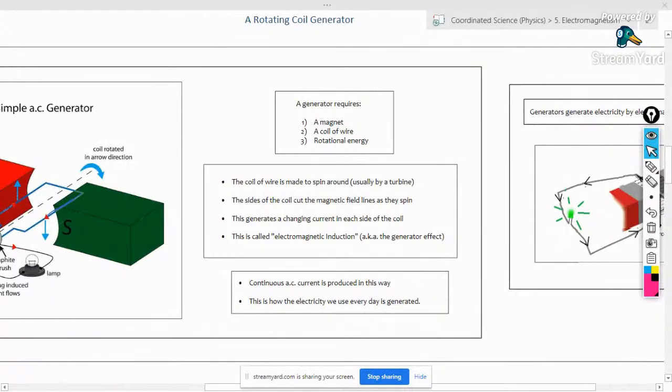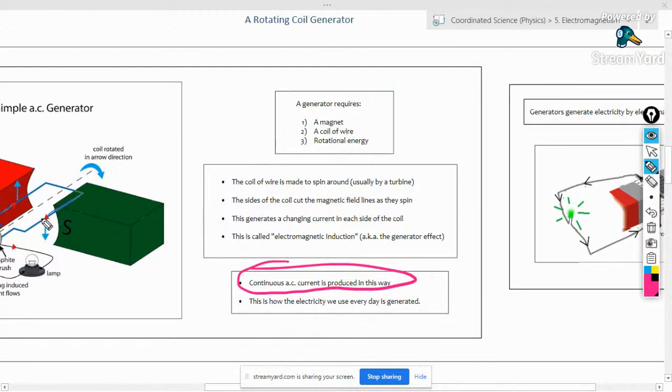Just keep in mind that electromagnetic induction, which is how generators work, requires three important things. They require a magnet, we see the magnets here, a coil of wire, and some rotational energy. There has to be something that is rotating this. Don't forget that. And then it says down here, continuous AC current is produced that way.